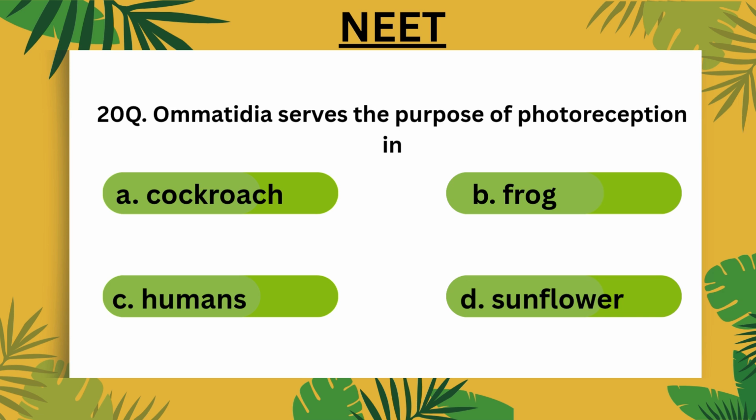Twentieth question. Ommatidia serve the purpose of photoreception in A. Cockroach. B. Frog. C. Humans. D. Sunflower.